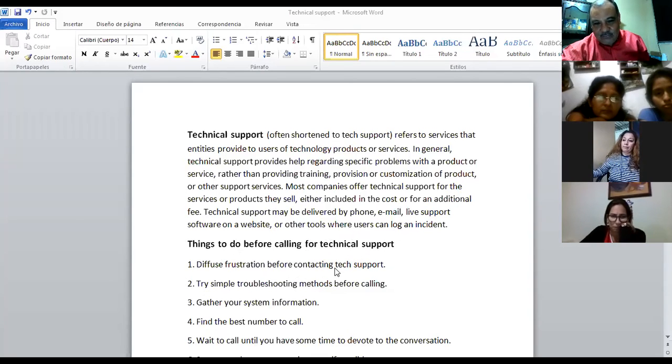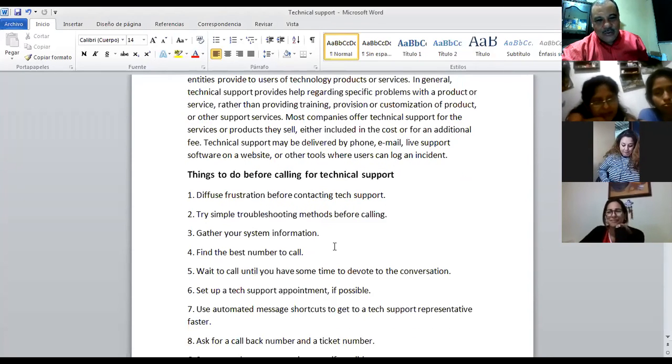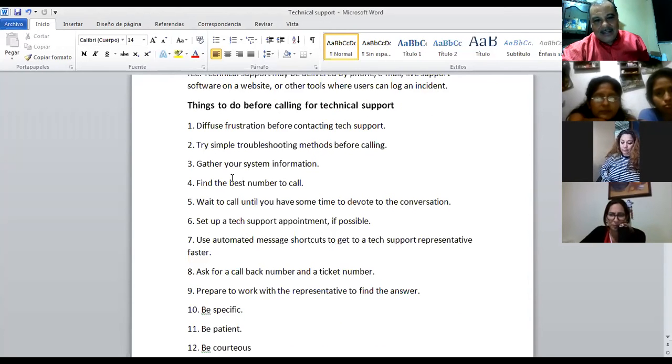Diffuse frustration before contacting tech support. ¿Ok? Así que aleje la frustración antes de contactar a soporte técnico. Si no, le va a gritar. ¿Ok? Next. Try simple troubleshooting methods before calling. Pruebe métodos simples de resolver problemas antes de llamar, especialmente con las computadoras. Gather your system information. Junte todo su sistema de información.